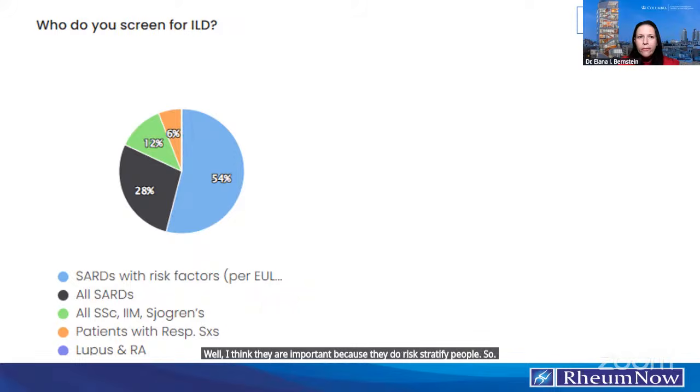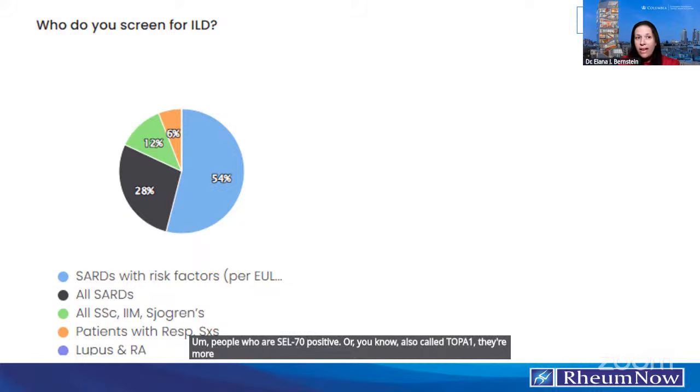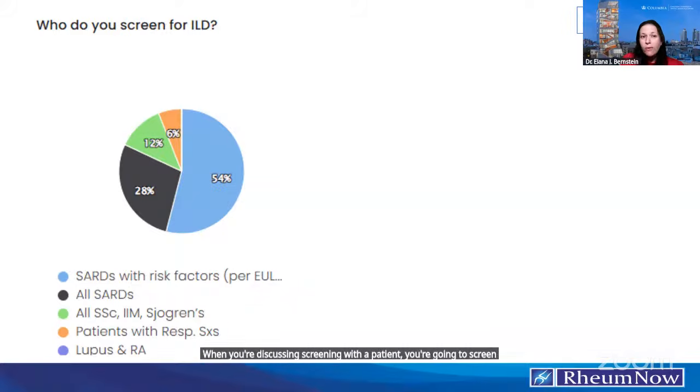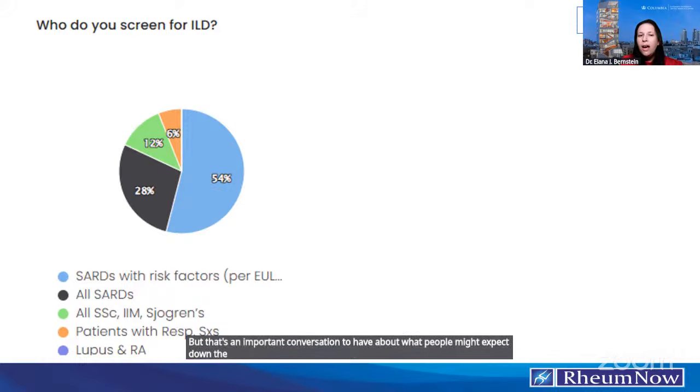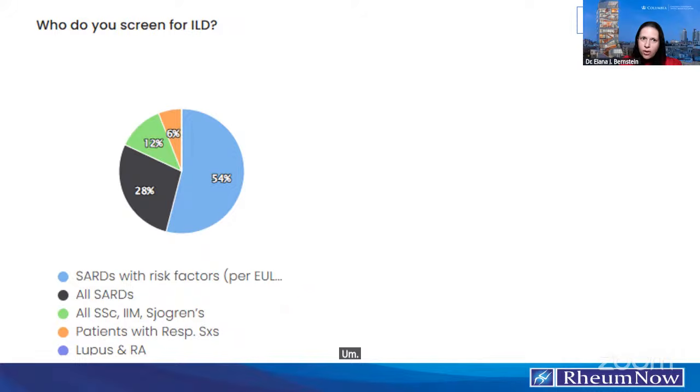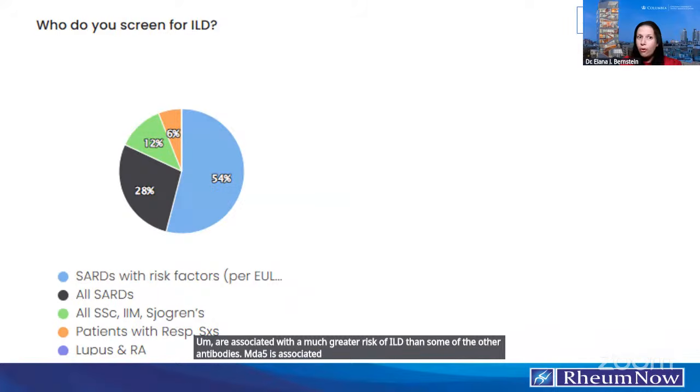For example, as I just said, in systemic sclerosis, people who are centromere positive are less likely to have progressive ILD. People who are SCL70 positive, also called TOPO1, are more likely to have progressive ILD. And I think that's very important when you're discussing screening with a patient. You're going to screen them, ideally regardless, but that's an important conversation to have about what people might expect down the line if ILD is actually detected. Same thing with myositis. The anti-synthetase antibodies obviously are associated with a much greater risk of ILD than some of the other antibodies. MDA5 is associated with rapidly progressive ILD.